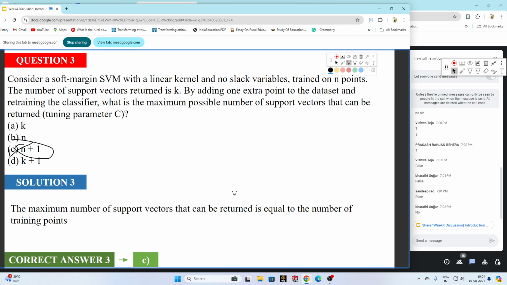Because here it is not mentioned maximum number of support vectors, right? But your maximum number of support vectors will always be equal to your number of data points. That is why when we are increasing the data points, it will be equal to n plus 1. So option C is your correct answer.